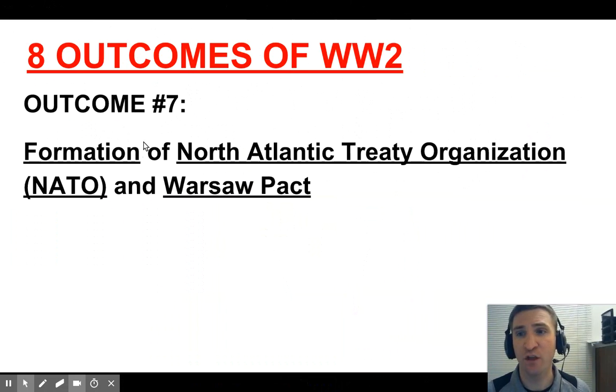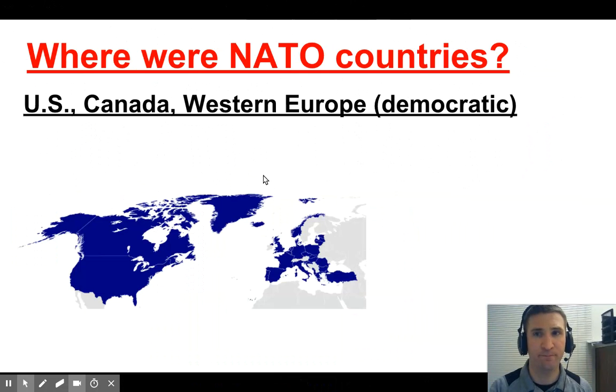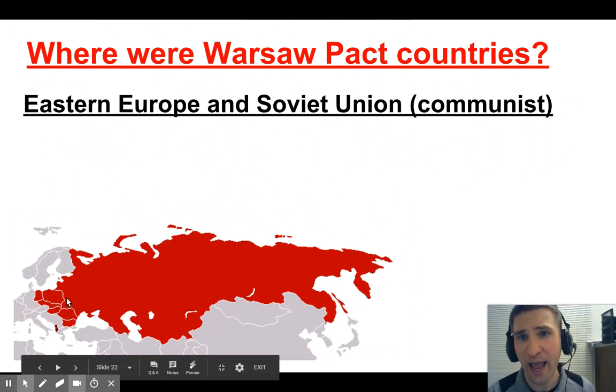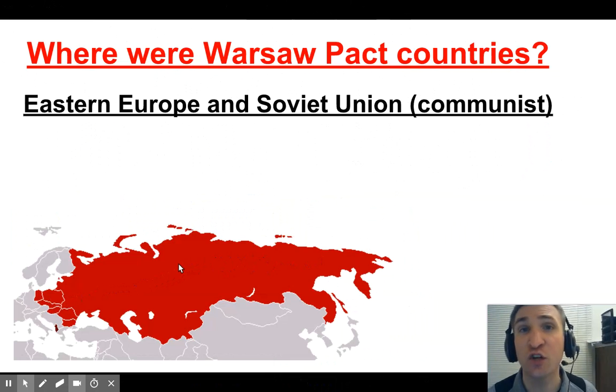Outcome number 7, the formation of the North Atlantic Treaty Organization, NATO for short, and the Warsaw Pact. Where were NATO countries? They're in blue here. They're the US, Canada, and Western Europe, and they all were democratic. Where were the Warsaw Pact countries? They all agreed to basically be communist, and they were Eastern Europe and the Soviet Union, all countries in red.